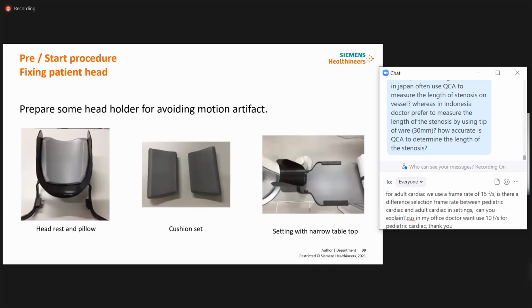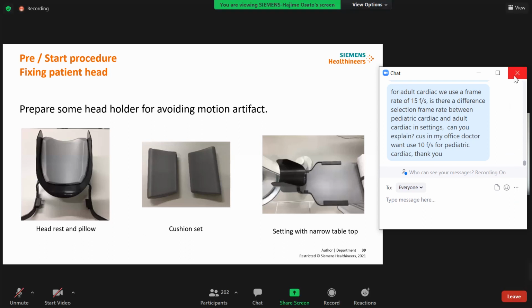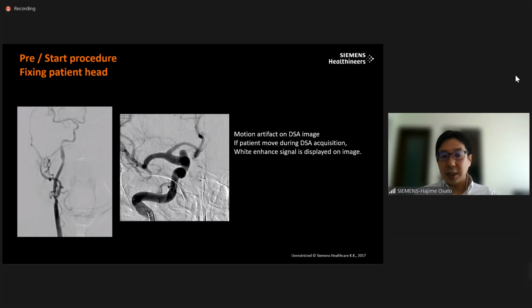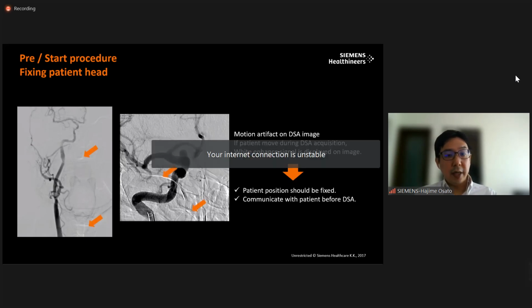So please prepare some head holders to avoid patient motion. It is important for neuro procedures. As I mentioned in session 1, in DSA acquisition, patient motion is a problem, so that's why the patient position should be fixed, and also communicate with the patient before DSA.